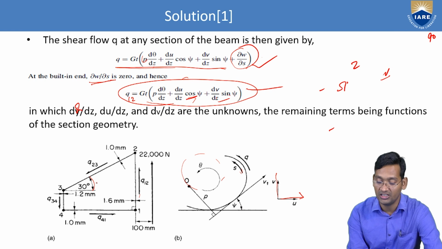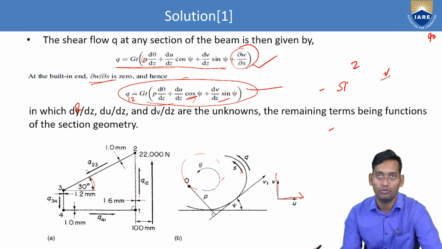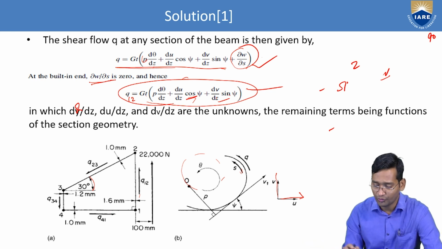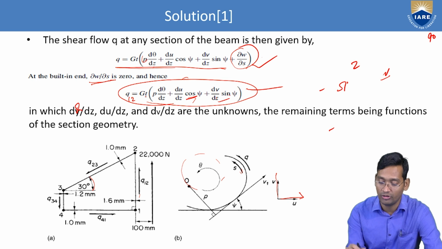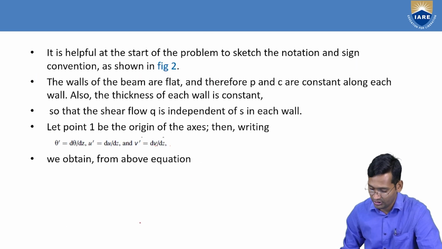So this 30 degree you have to consider. For 3 to 4, again this angle 30 degree you have to consider. But again in 4 to 1, no. So by substituting all the values one by one, for 1 to 2, 2 to 3, 3 to 4 and 4 to 1, we got 4 equations, right?